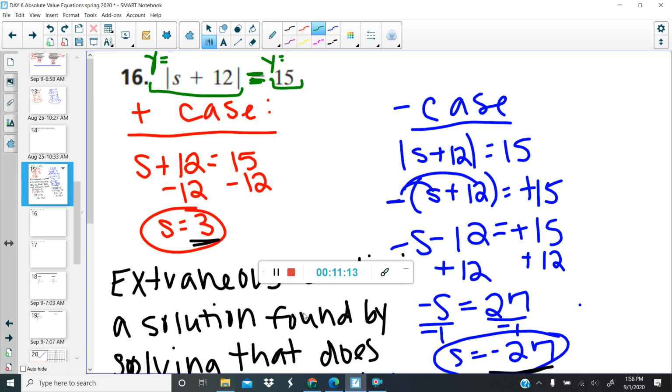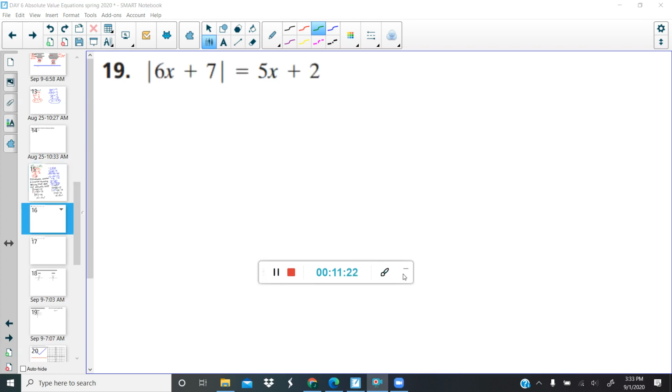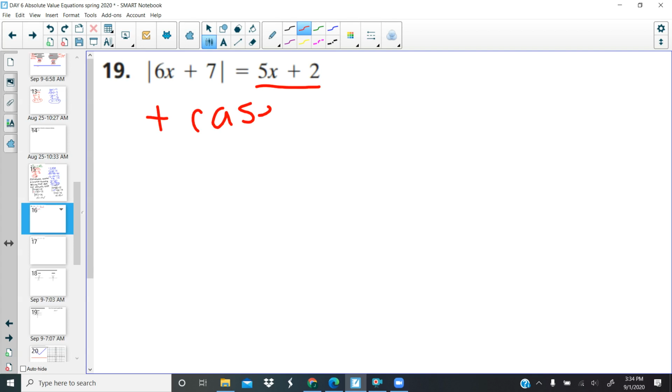Or if you wanted to just start by graphing and finding the x values that way, that would be another method of solving. All right, so we're going to start on another example, and this one's a little bit different just because instead of just having a number over here on this right-hand side, there's another x over there. So we're still going to start with the positive case, and we're going to do the positive and negative.